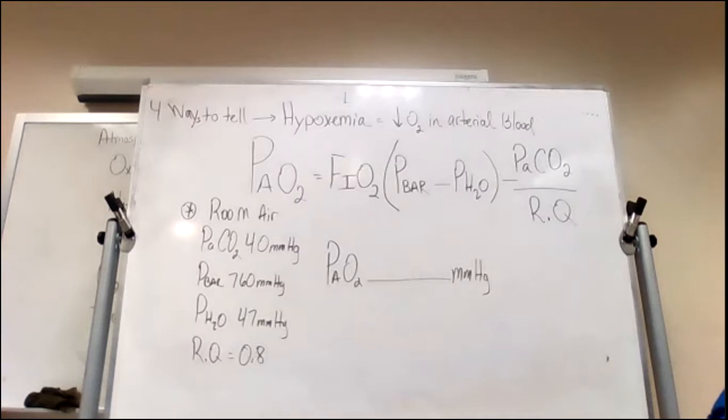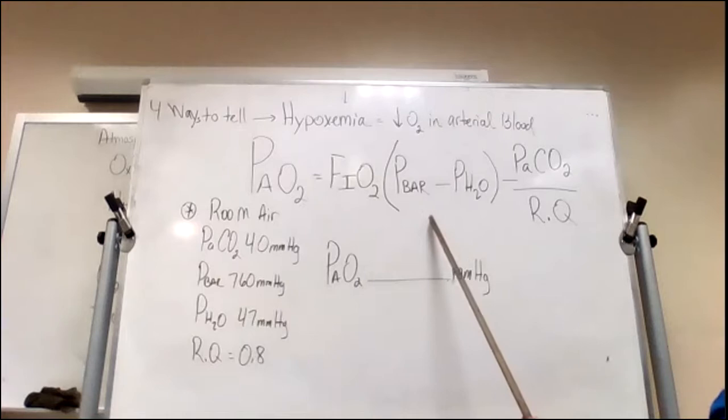We're talking about the alveolar air equation because we're trying to figure out what causes hypoxemia. The first thing is going to be a low alveolar oxygen tension. That's the first cause of hypoxemia. And so now we're figuring out how to find out what that is, to even know if it's low or not. This is the alveolar air equation.